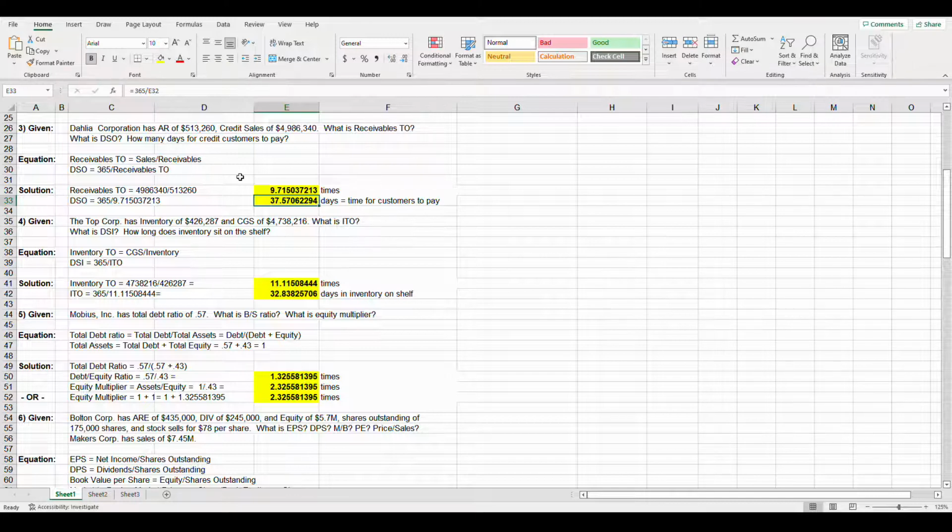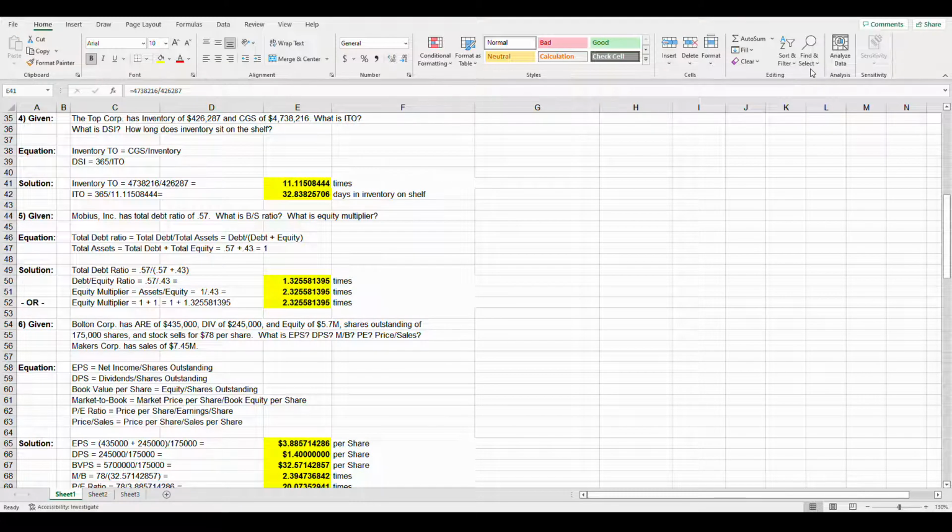So they always are very adamant about keeping our days sales outstanding to 30 days. So you may want to keep that in mind when you're a CFO someday also. You may encounter that when you go to work, that your CFO is making sure that you collect your receivables in 30 days or less. There are your answers to problem number 3.